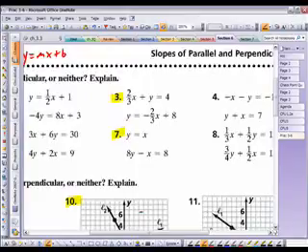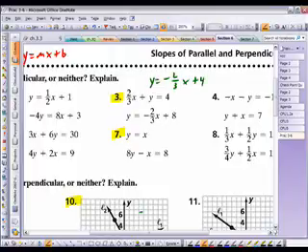Over here, it's not in slope-intercept form yet, so I subtract 2/3 x from both sides and I get y equals negative 2/3 x plus 4. So here's my slope. This one is in slope-intercept form. Here's the slope. Those are the same number, and so it would be parallel.